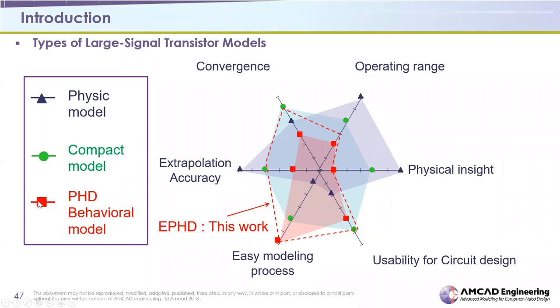And the PHD model, well, for some people, they know it as the X parameters. It's easy to model. It can be used by circuit simulator. You have no physical insight. The extrapolation is very limited. The convergence is fair, and the operating range is also limited because it works only at the frequency, at the bias, and at almost the power you extracted.